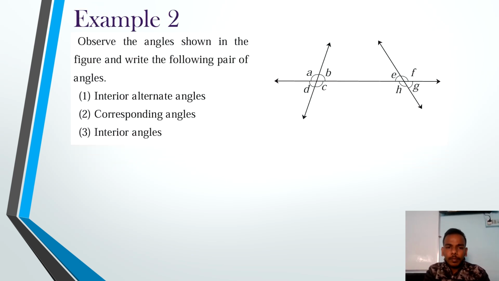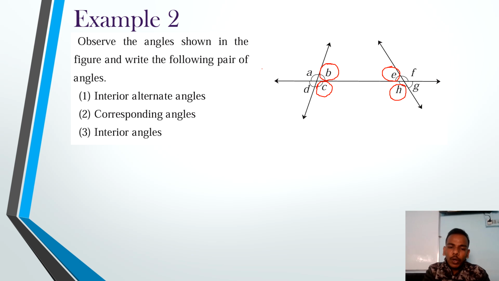So observe the angles shown in the figure, and in the same way you have to identify the alternate interior angles, corresponding angles, and all the interior angles. What will be your interior alternate angles? The interior part of these two lines. If you consider angle B, your H is the alternate interior angle of B. Likewise, for angle C, E will be the interior alternate angle of C. So there are two pairs of interior alternate angles: B and H, and E and C.